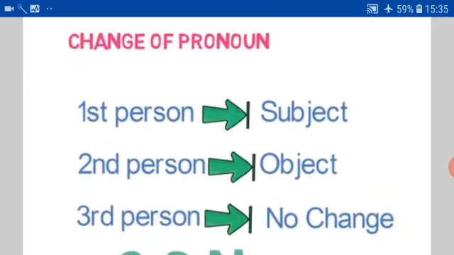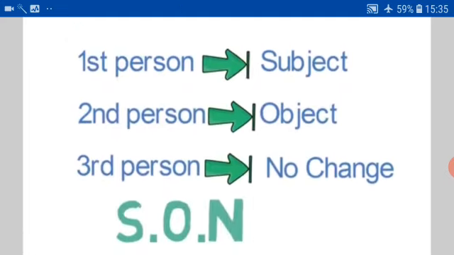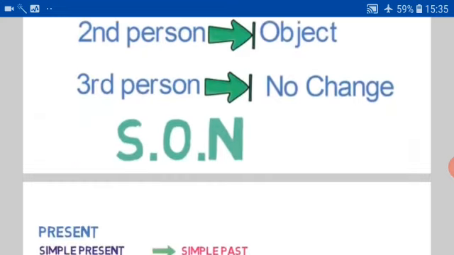It's the fourth step, change of pronoun. Students, we have to change pronouns just like this: first person according to the subject of the reporting verb, second person according to the object of the reporting verb, and third person will not be changed. For this, we have to learn this formula also: SON. S means subject, O means object, N means no change. The subject will be changed due to first person, the object will be changed due to second person, and no change due to third person. So we have to learn this formula.